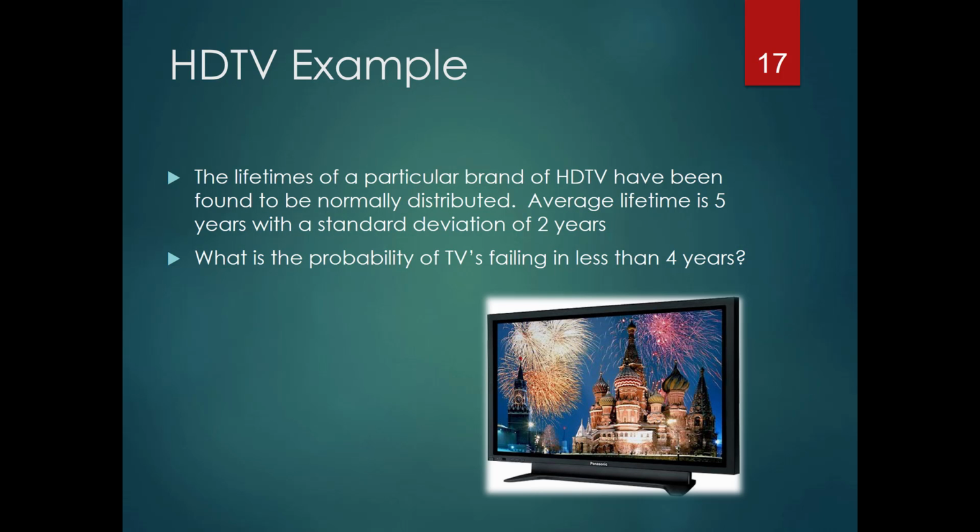Okay, another example. HDTVs. Lifetimes of a particular brand have been found to be normally distributed. Average lifetime is 5 years, so the mean is 5, with a standard deviation of 2. What is the probability of TVs failing in less than 4 years? So you can imagine, as a manager, I would want to know that, if they're failing pretty often, under the average lifetime of 5 years.